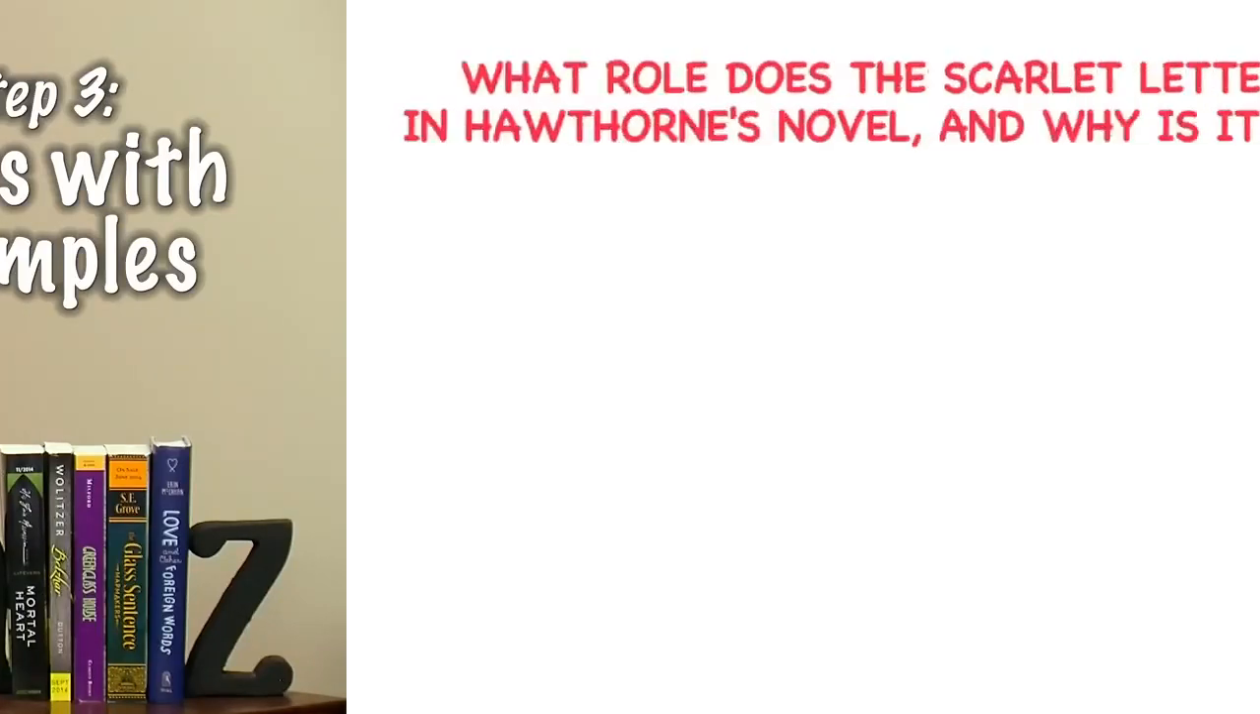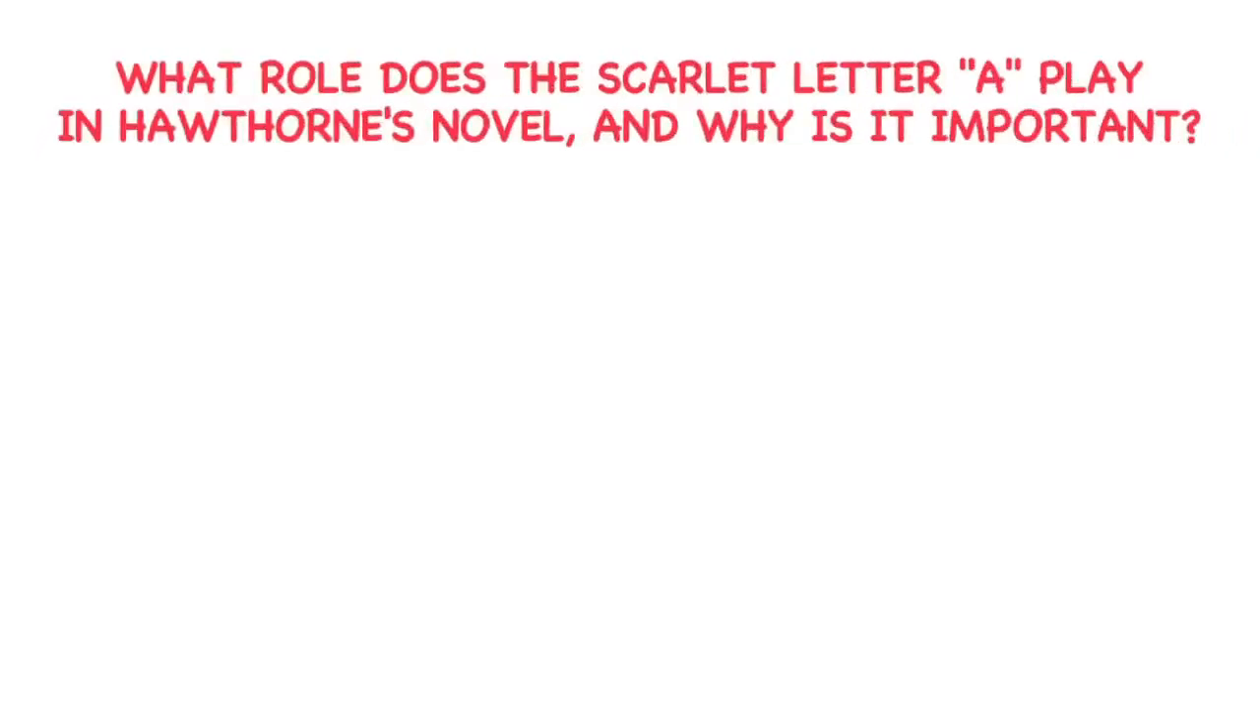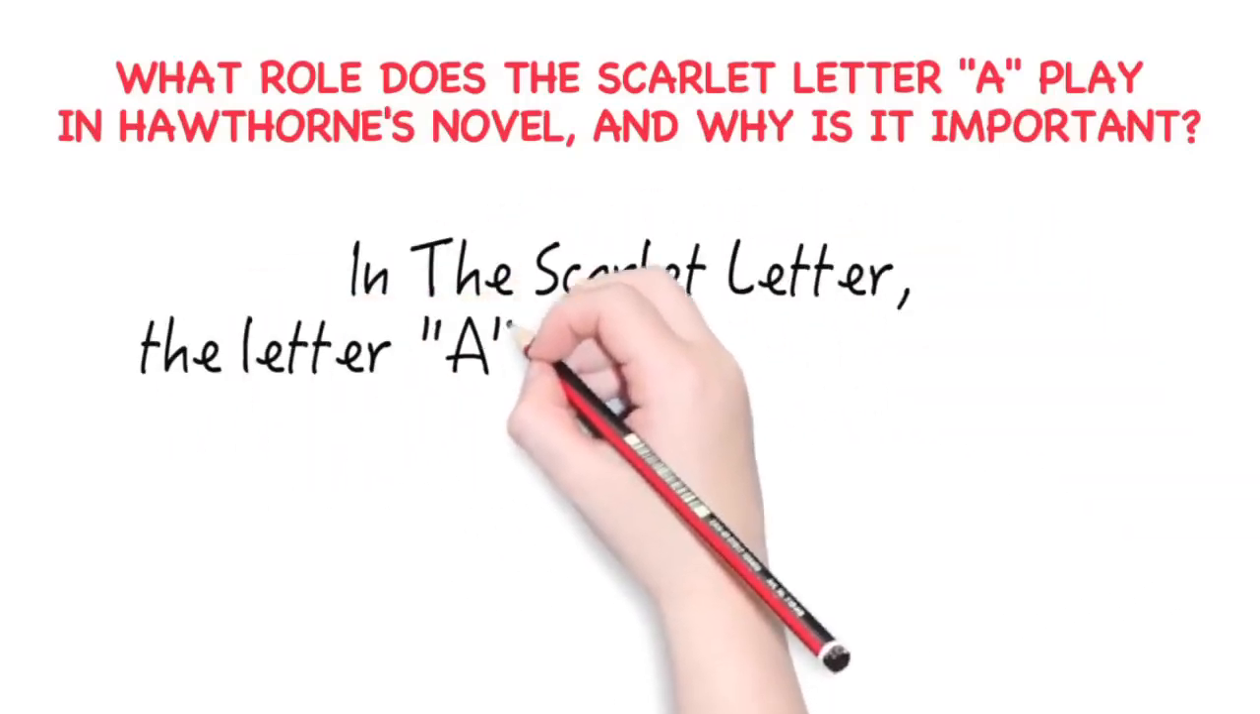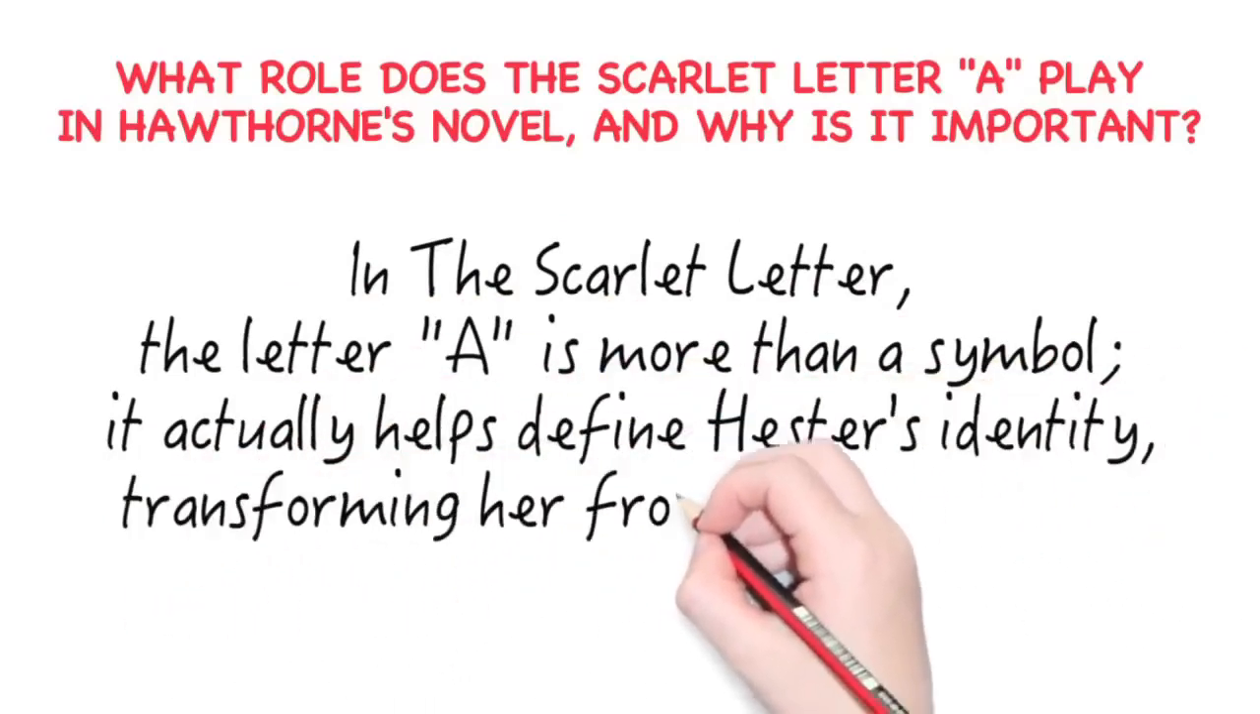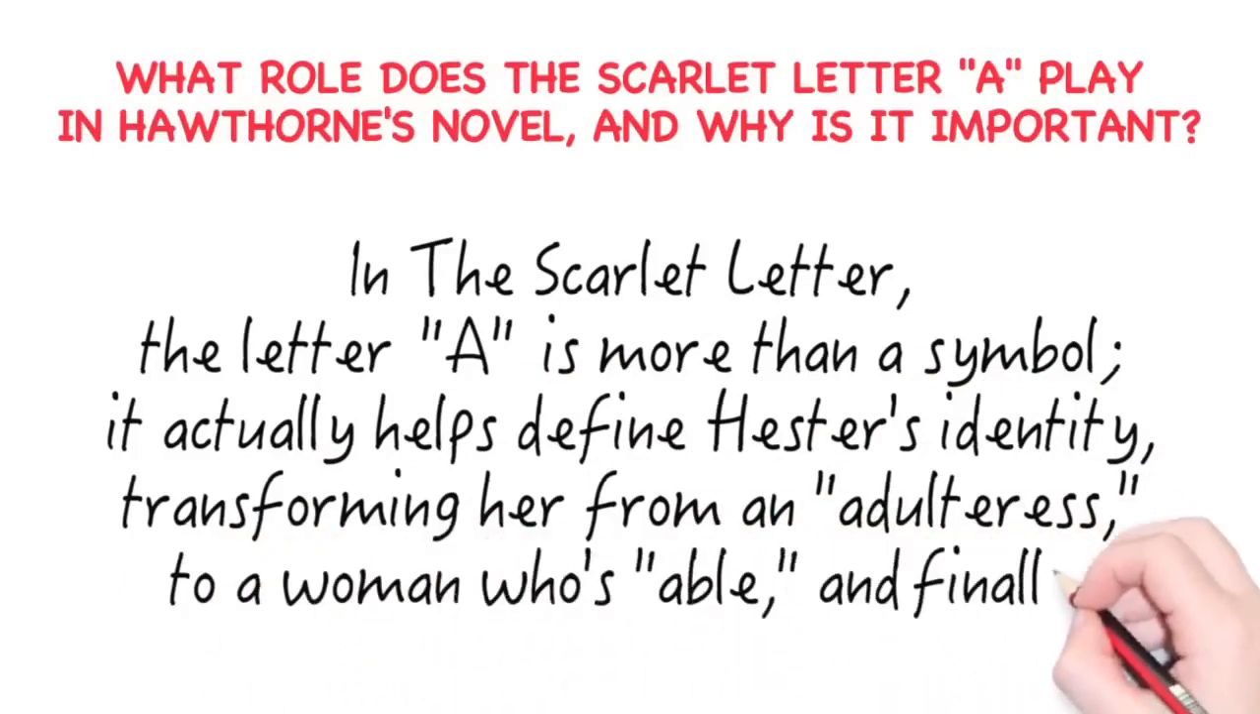For this question, we might look at the way the meaning of the scarlet letter A changes over the course of the novel. First, it defines Hester as an adulteress. Later, it shows how able Hester is. And finally, it comes to stand for angel as Hester takes control of her own identity. So, with these examples in mind, let's revise that thesis statement one more time. Question. What role does the scarlet letter A play in Hawthorne's novel, and why is it important? Finalized thesis, version 1. In The Scarlet Letter, the letter A is more than a symbol. It actually helps define Hester's identity, transforming her from an adulteress to a woman who's able, and finally into an angel.